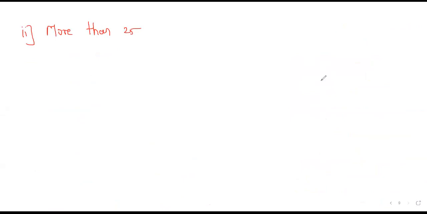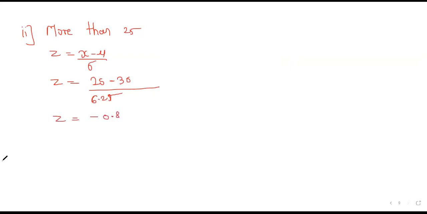So z is equal to x minus mu upon sigma. So z is equal to x is 25 minus mu is 30 divided by sigma is 6.25. ठीक आहे. सो z is equal to काय येणार आहे, minus 0.8. So probability at x is greater than 25 is equal to probability at z is greater than minus 0.8.